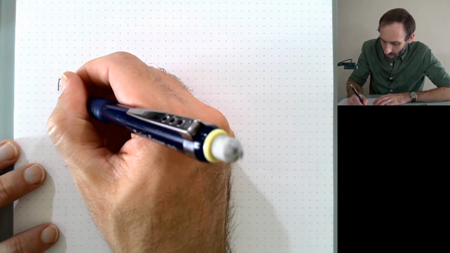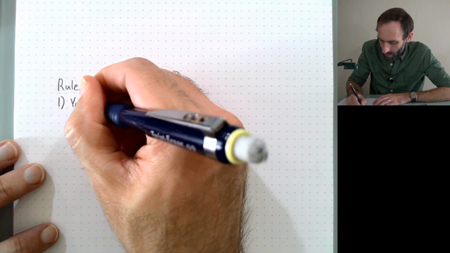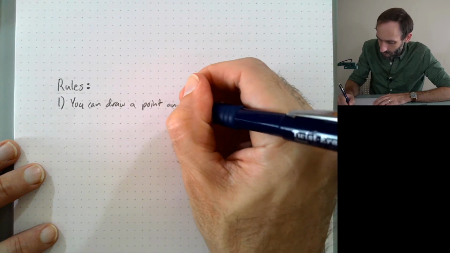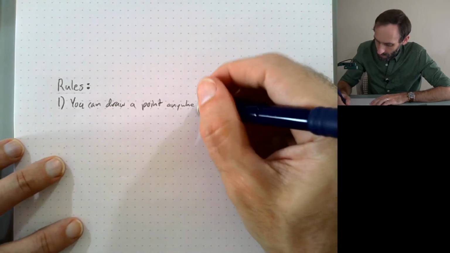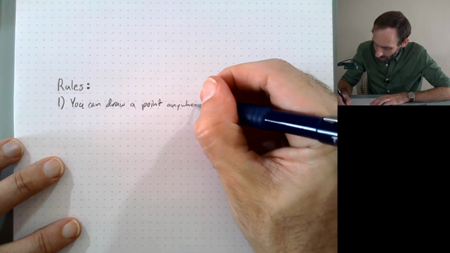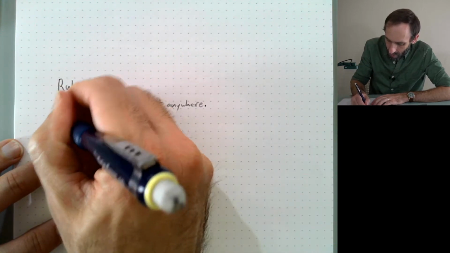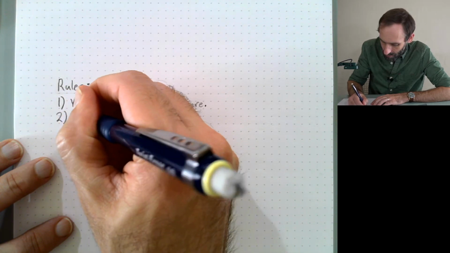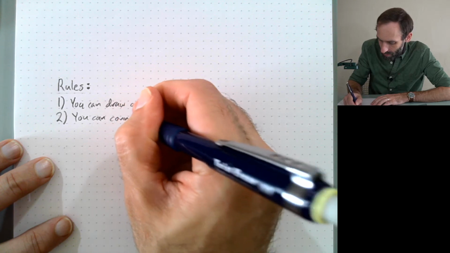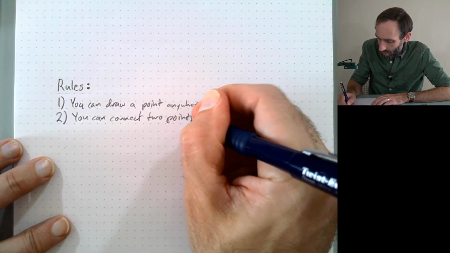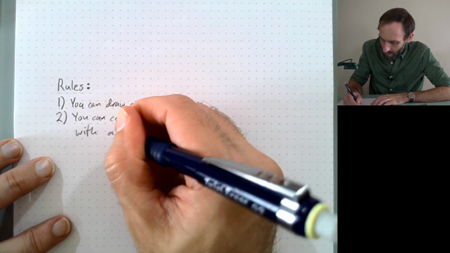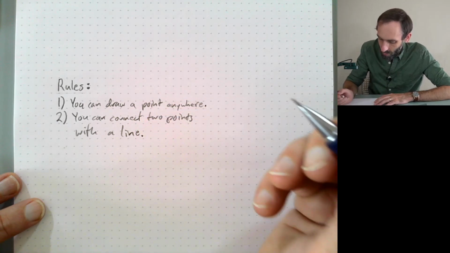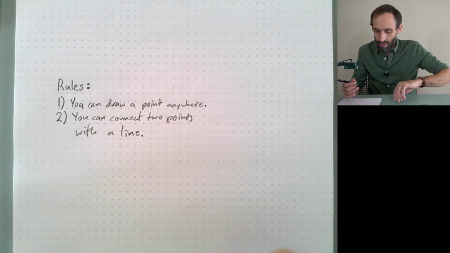So rule number 1 is you can draw a point anywhere. Rule number 2, remember to write these down. You can connect 2 points with a line. So given 2 points, you can connect those 2 points with a line. And the tool for bringing that rule into reality is our straight edge.